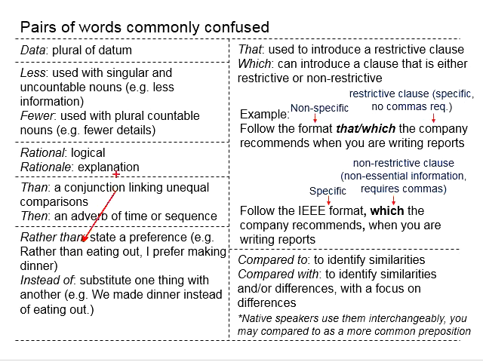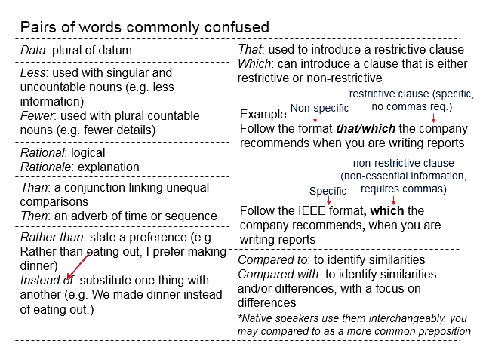Rather than is actually stating a preference. For example, rather than eating out, I prefer making dinners. What you see here, there are two options, which is either eating out or making dinner. The person here is stating a preference of making dinner as compared to eating out.